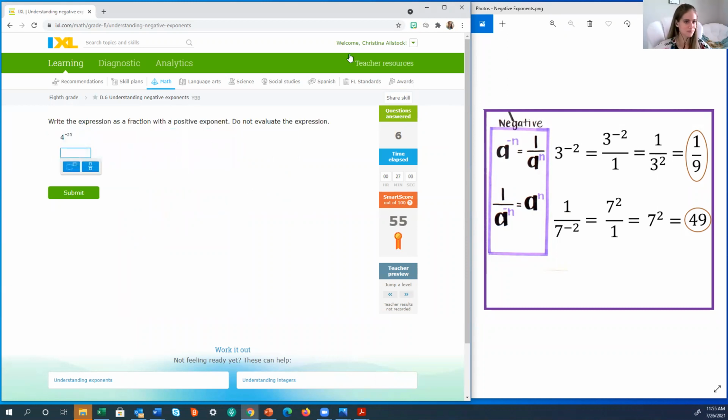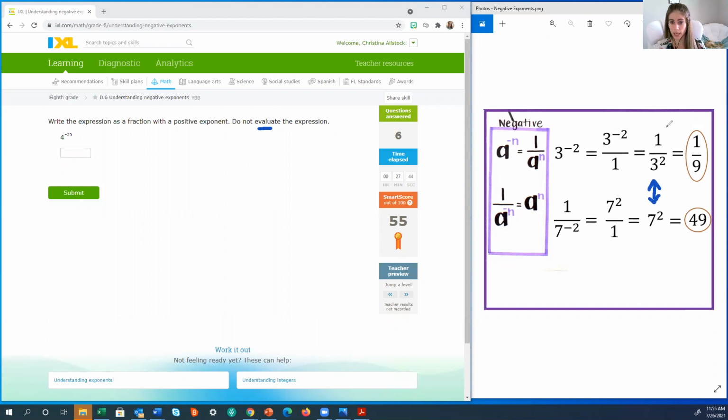Beautiful. Write the expression as a fraction with a positive exponent. Do not evaluate the expression. If we break down these directions, I'm going to focus on this last sentence. Do not evaluate. If we look to the right at these examples I did earlier, my final answer here was me evaluating, because when you evaluate, if we break down that word, see how the word value is in it? We find a value. We find a final number answer. It does not want me to do that, which means my final answer is going to be in exponent form.